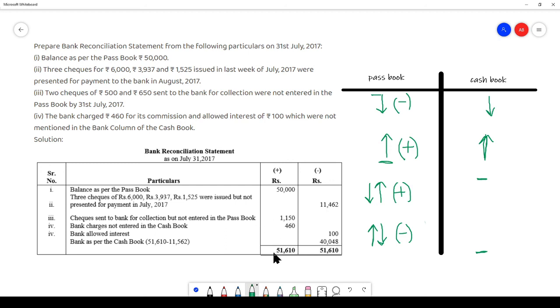So my balance is 51610 minus 11462 and minus 100. That comes to an amount of 40048, which makes my plus column total and my minus column total equal. And this is my bank balance as per cash book, that is 40,048. So this was all about the sum, and in the next session I am going to continue with the problems on unfavorable balance.